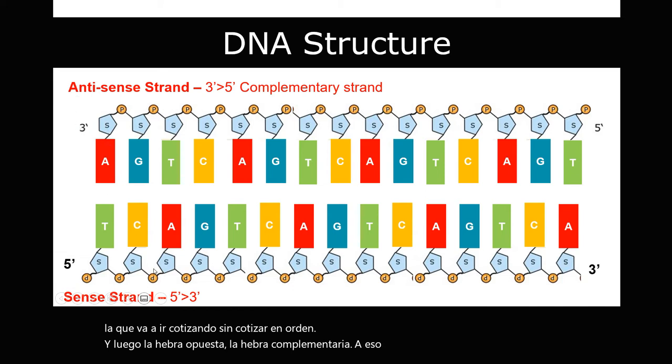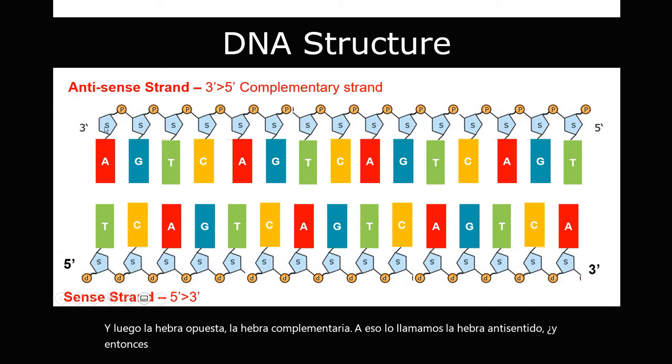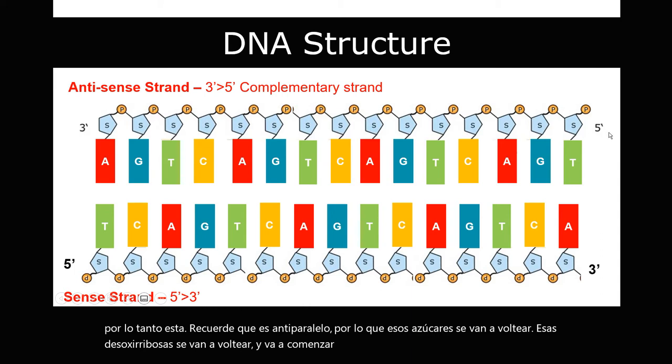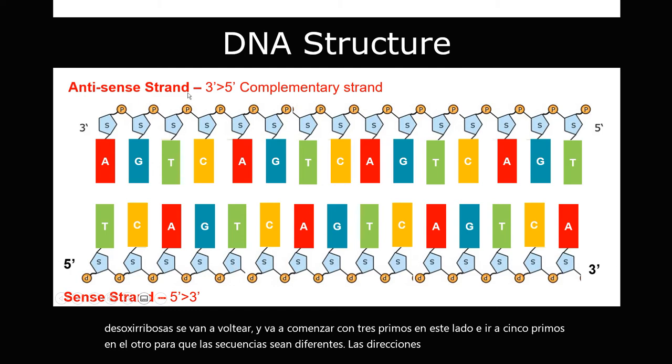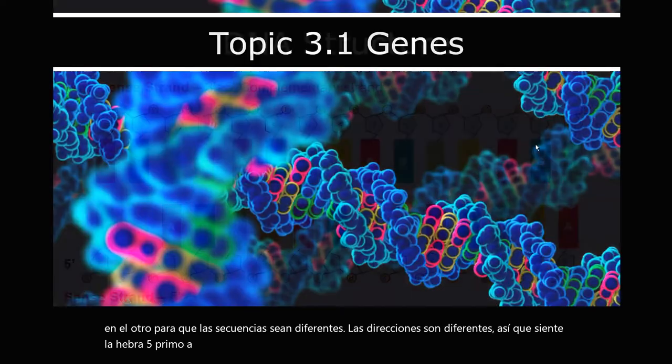And so this one, remember, it's anti-parallel, so those deoxyribose sugars are going to be flipped, and it's going to start with 3' on this side and go to 5' on the other. So the sequences are different, the directions are different. So sense strand 5' to 3', antisense strand 3' to 5'.